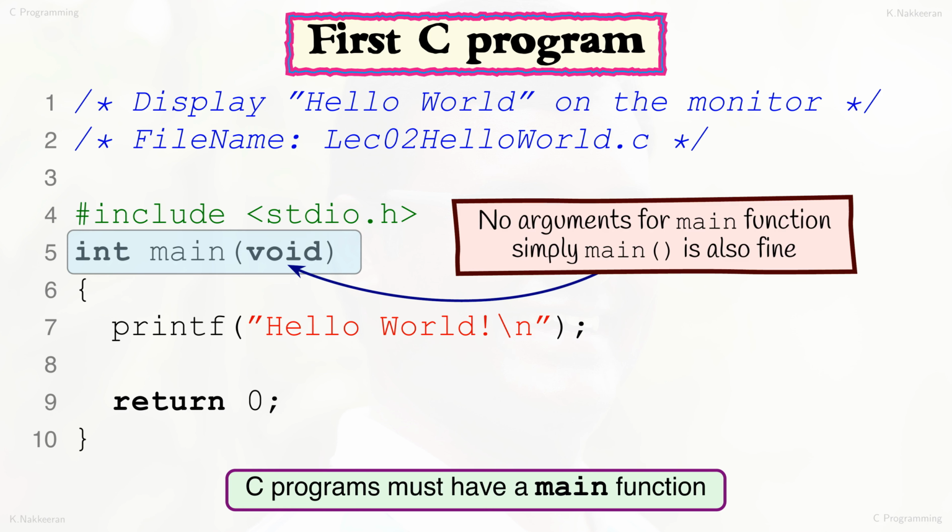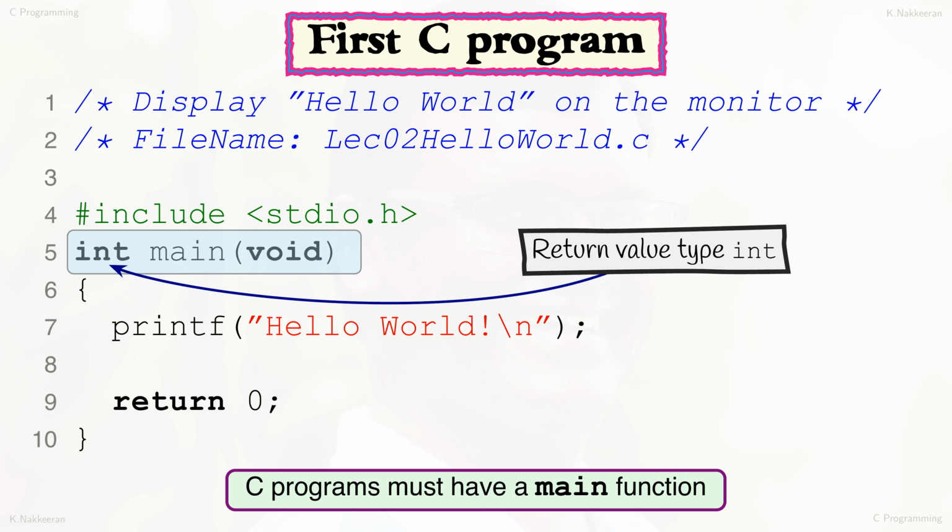As this is the main function, it does not take any values, and hence the parentheses that follow the function name main contain void. Without void, just open and close parentheses is also acceptable. Before the function name main, there is the type of the return value, int representing integer, which is a must to be included.